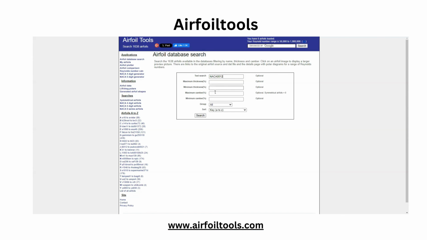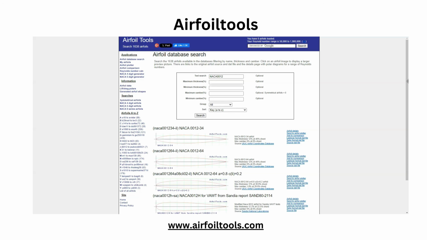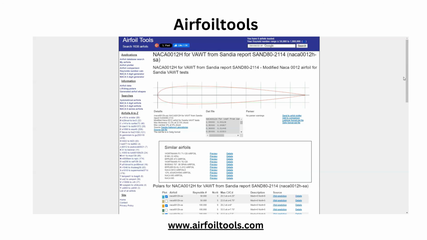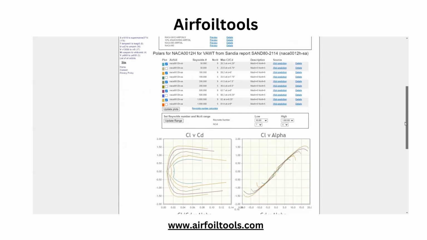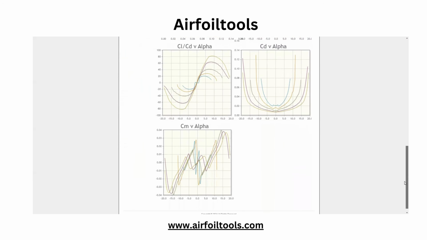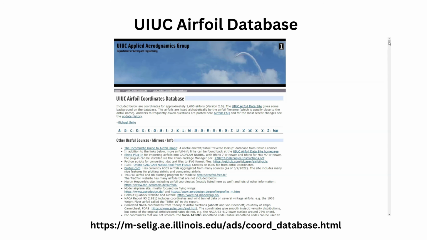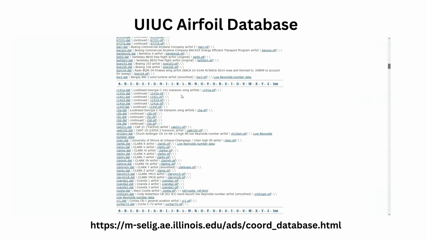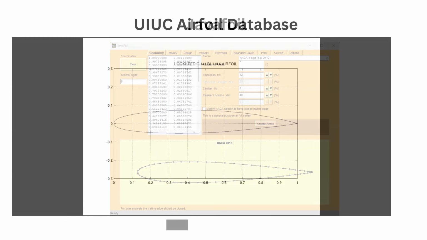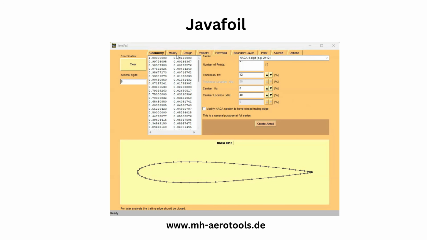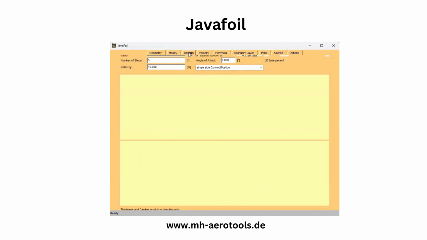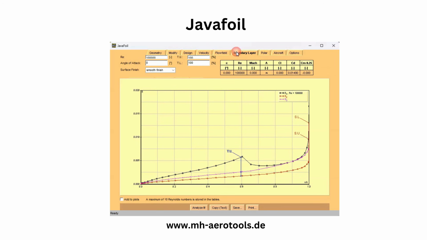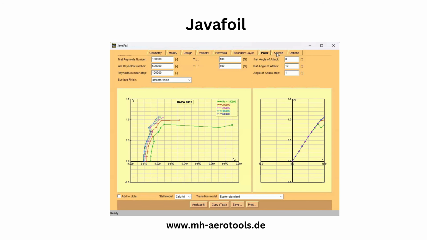Airfoiltools.com is a freely accessible comprehensive online airfoil database. You can search among over 1,000 airfoil geometries and see predictions of their aerodynamic coefficients for a range of Reynolds numbers. The UIUC database is another freely available airfoil database from the University of Illinois. JavaFoil is a neat Java applet that lets you experiment with airfoil geometries and predict their performance. It is a good tool to experiment with airfoil designs and their performance.